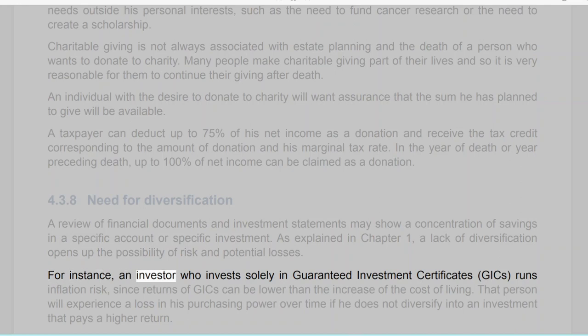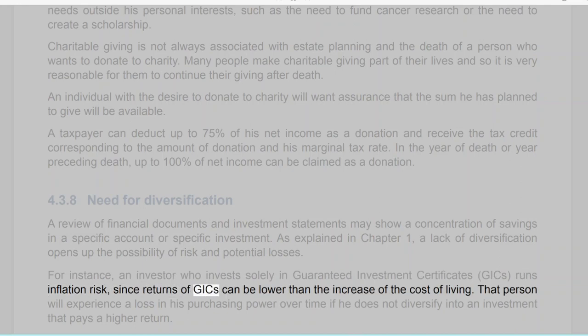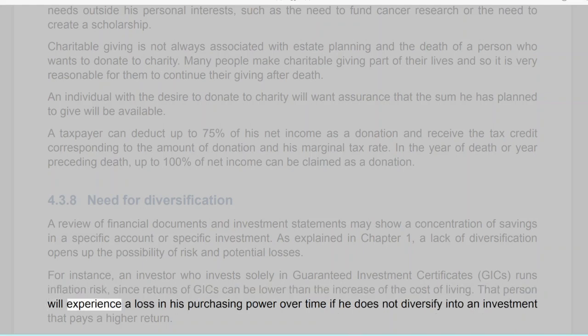For instance, an investor who invests solely in guaranteed investment certificates, GICs, runs inflation risk, since returns of GICs can be lower than the increase of the cost of living. That person will experience a loss in his purchasing power over time if he does not diversify into an investment that pays a higher return.